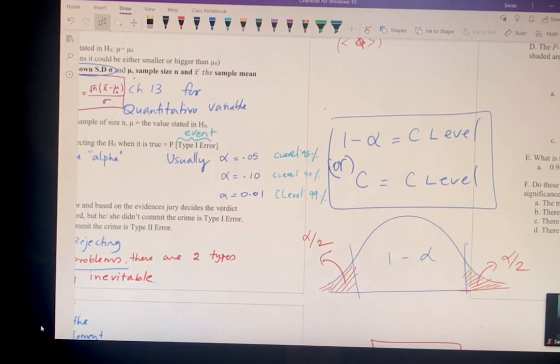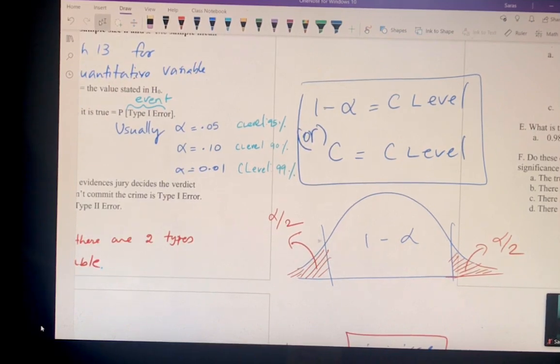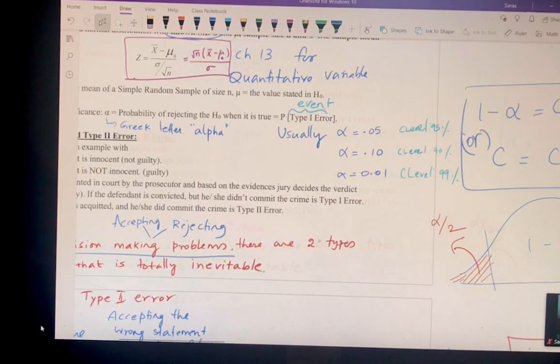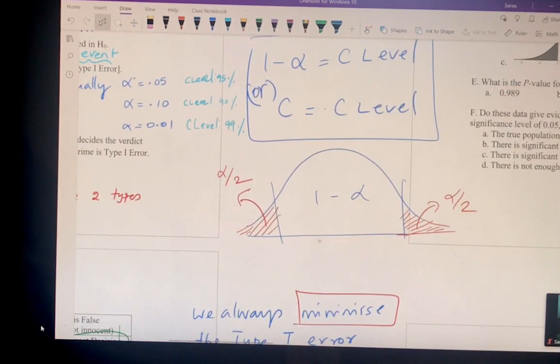All right. So here you can see the diagram, what I mean by alpha, what I mean by 1 minus alpha. If my 1 minus alpha is known as the C level, then the level of significance is going to be called alpha. All right. So what is going to be your single tail test or the two tail test?